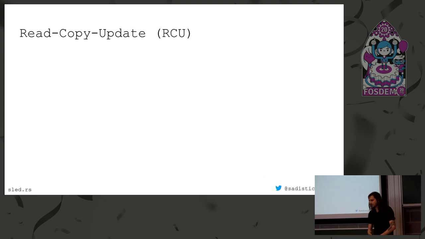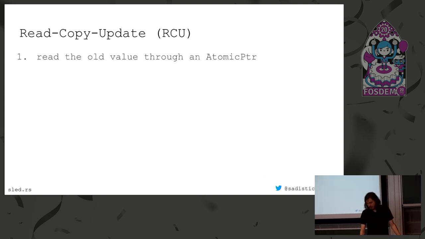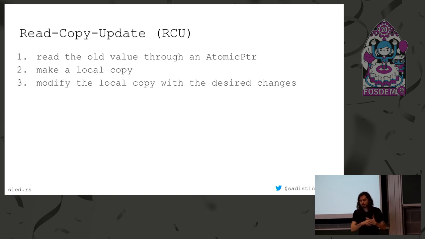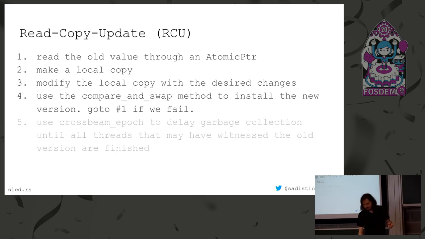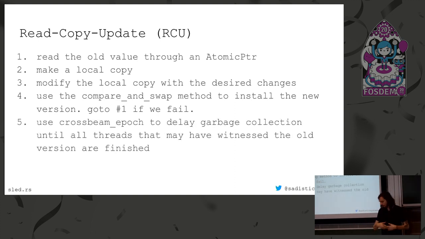This is a technique that gets used all over the place in our kernels. The high level idea of what happens here is we read an atomic pointer. We make a local copy of the data that it points to. We change it in the way that represents our mutation. And then we attempt to install our mutation by using an atomic compare and swap operation on that atomic pointer. If we fail, we basically retry and go back to one.